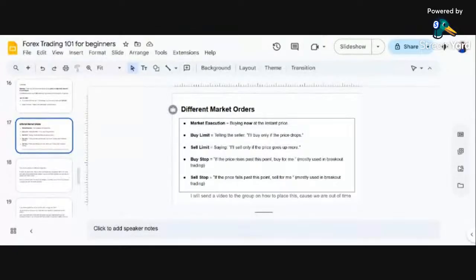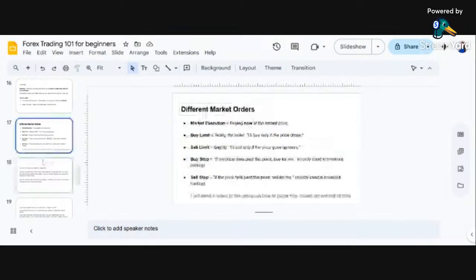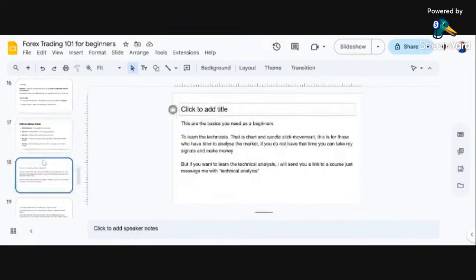You look at the bigger picture. I always say this, you look at the bigger picture. Look at the possibilities, right? So these are the basics that you need as a beginner, right? To learn the technicals, charts, candlesticks, movements.